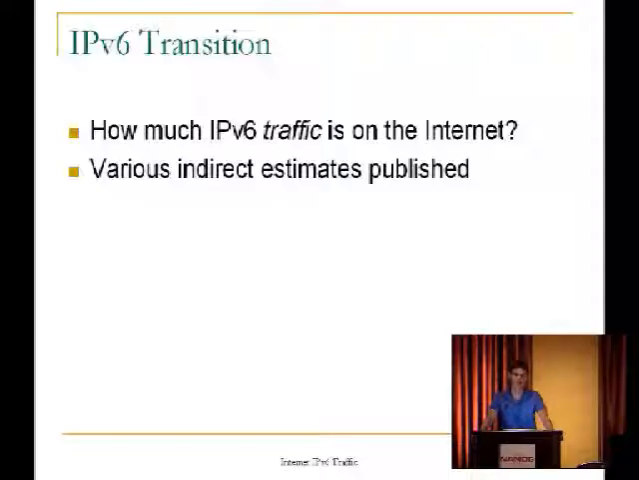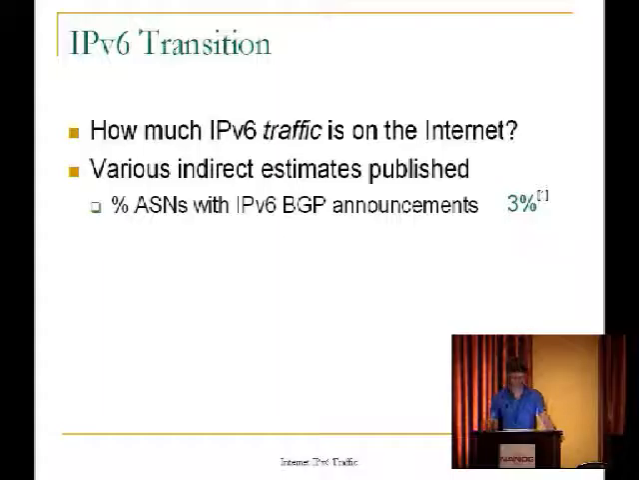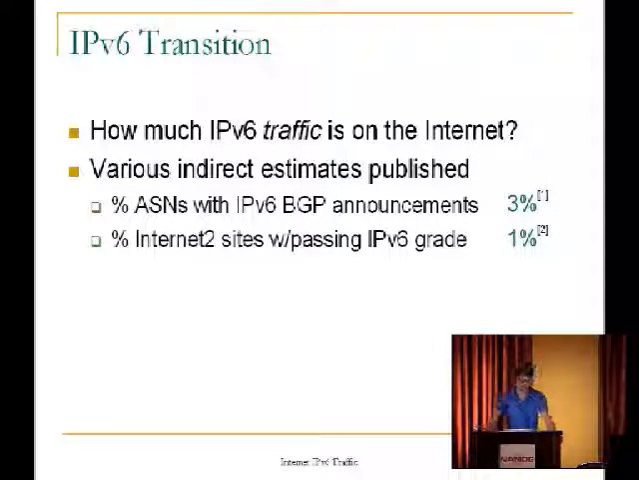Therefore, we have primarily indirect estimates of how much IPv6 traffic there is on the internet. So this is sort of the related work that was talked about earlier. 3% is the fraction of ASNs with IPv6 BGP announcements. That's a fairly small number, but it's larger than 1%, which is the fraction of Internet2 sites with a passing IPv6 grade. A little disappointing. One might expect them to be ahead of the curve, or maybe they are.